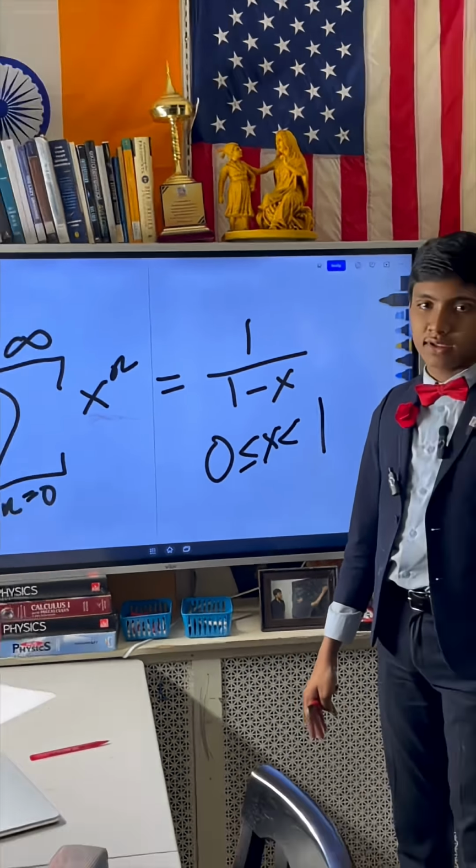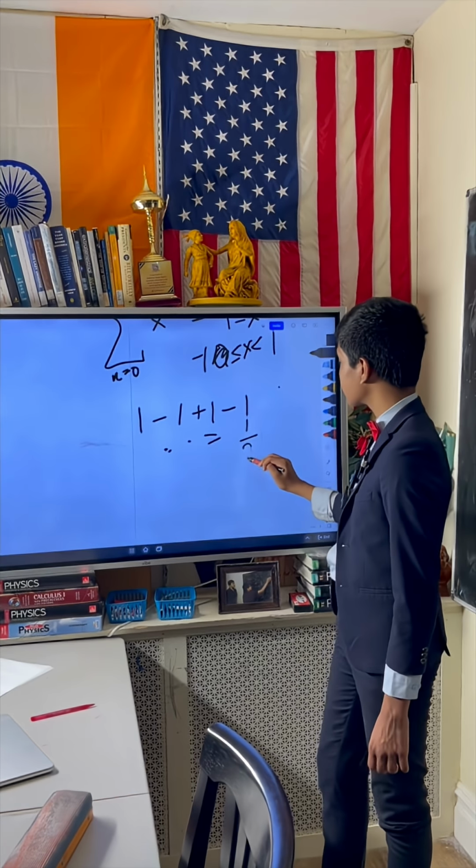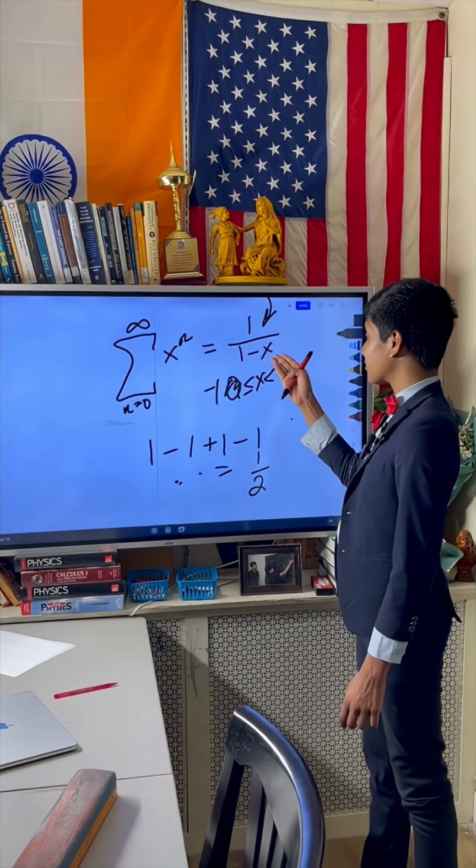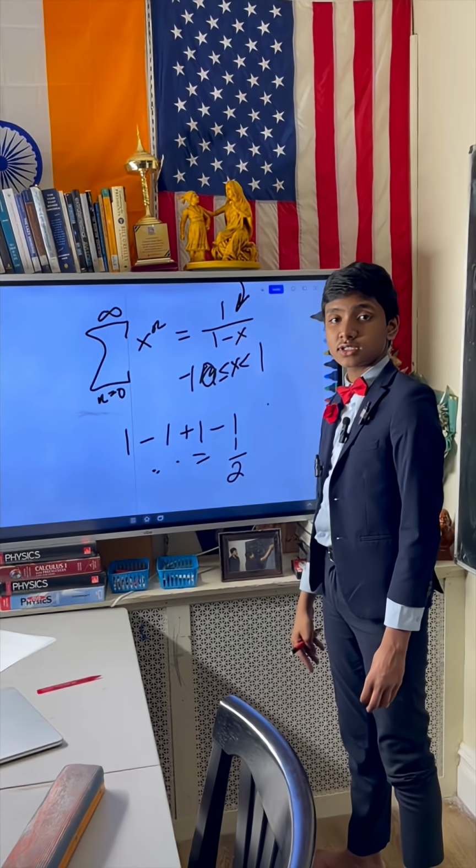Actually, this works from minus 1 to 1. And it's also the origin of the belief that 1 minus 1 plus 1 minus 1, etc. is equal to 1/2. It's a misleading analytical extension. That's a geometric function. What's a hypergeometric function?